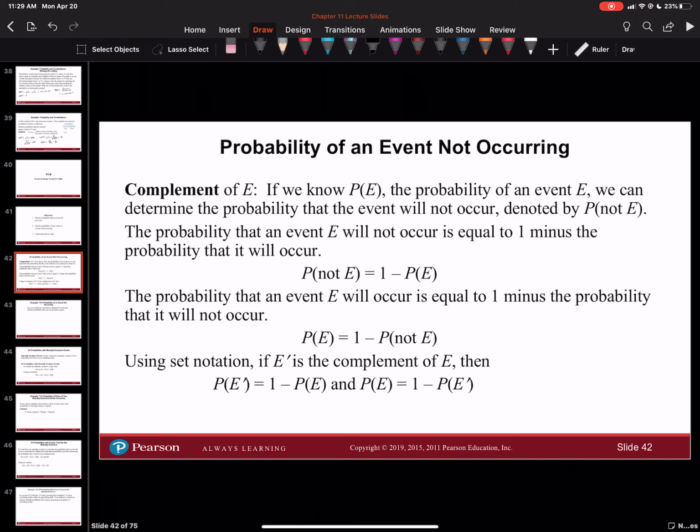First you have to figure out the probability of E, right? Then you subtract that from 1. Now, remember the probability of E will be in either fractional form or decimal form. So the probability of an event occurring is equal to 1 minus the probability of the event not occurring. So the probability of E is equal to 1 minus the probability of not E. Take a minute and write that down.